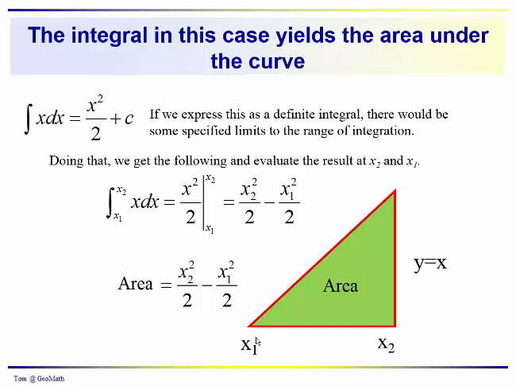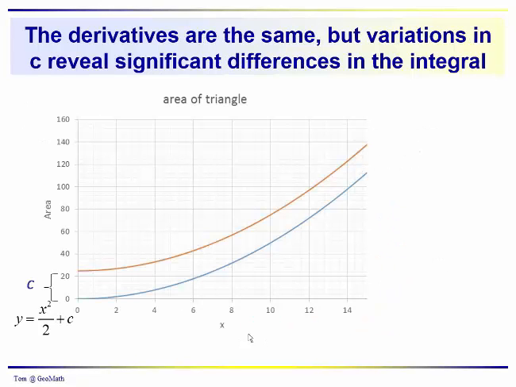We've got these two values, x1 and x2. x1 in this case looks like it's going to be 0, but this is what we have. We have x2 squared divided by 2 minus x1 squared divided by 2. So we have a specific limit on the area in this case. We know this triangle doesn't go on forever. The x1 in this case is just equal to 0.